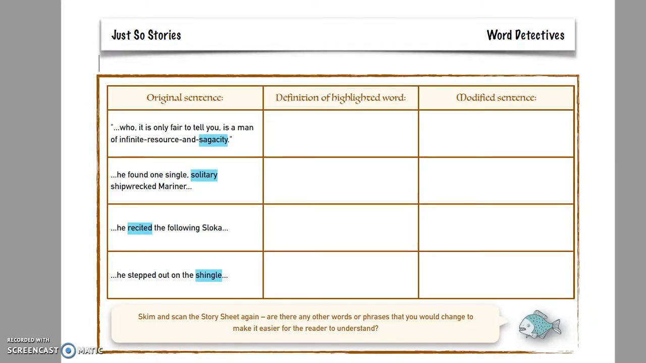If you manage to complete that activity, for your extension, you can complete my word detectives, where you're going to find out about these words highlighted in blue. You're going to be able to look back at the story sheet to remind yourself about what's been going on, what these words mean. And I want you to define it. I want you to explain in your own words what each one of these words means. And then what I'd like you to do is create a synonym that could be used in its place. It's a little bit easier to understand. And I want you to rewrite that sentence using your synonym.